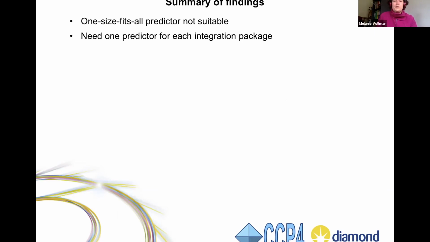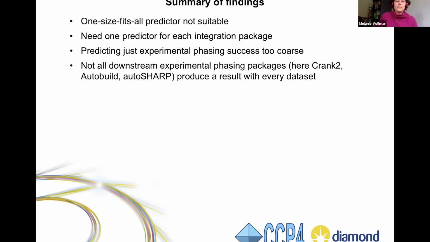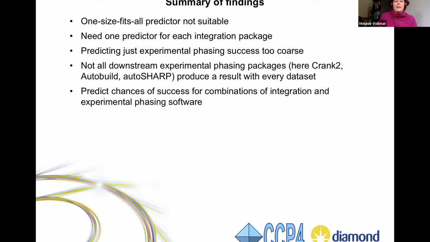So I need one predictor for each integration package. The other thing is that just saying my experimental phasing will work, yes or no, as I currently do, is probably not fine-cut enough, since I have 3 different pipelines within the BigEP wrapper, the AutoSol, Crank2, and AutoSharp, and they perform differently depending on what data I have. So I need to make predictions for the individual packages rather than just saying a simple yes or no. Essentially I need to be far more fine-cut about what I want to predict.